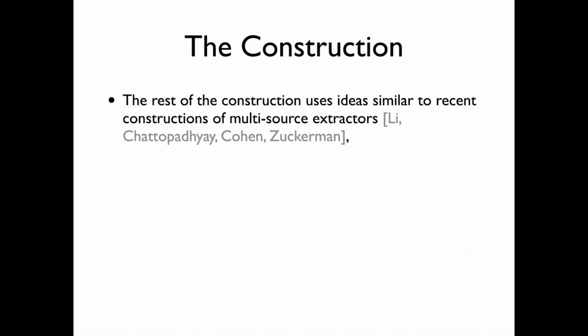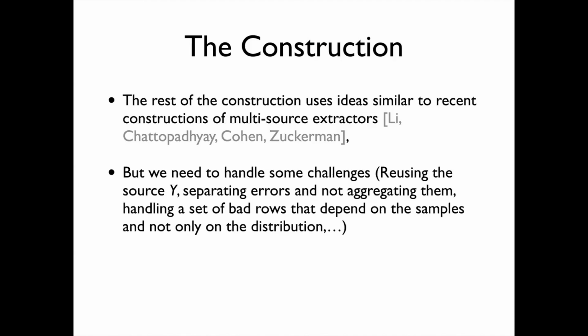So to break correlations, the rest of the construction uses ideas similar to the great line of works on multi-source extractors by Li, Chattopadhyay, Cohen, Zuckerman. All those are many, many papers, not a single one. But we do need to handle some challenges that were not addressed before. For example, reusing the source Y, separating errors and not aggregating them, handling a set of bad rows that depend on the samples and not only on the distributions, etc.